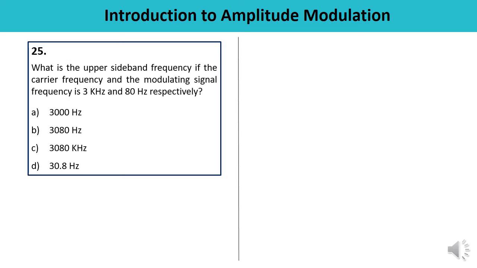Next is, what is the upper sideband frequency if the carrier frequency and the modulating signal frequency are 3 kHz and 80 Hz respectively? So here you have to calculate the upper sideband frequency. Upper sideband frequency is equal to the carrier frequency plus the modulating frequency. Frequency of upper sideband is equal to the carrier frequency, which is 3 kHz, means 3000 Hz, plus the modulating signal frequency. So this is nothing but 3080 Hz. So here you can see the correct answer is B.